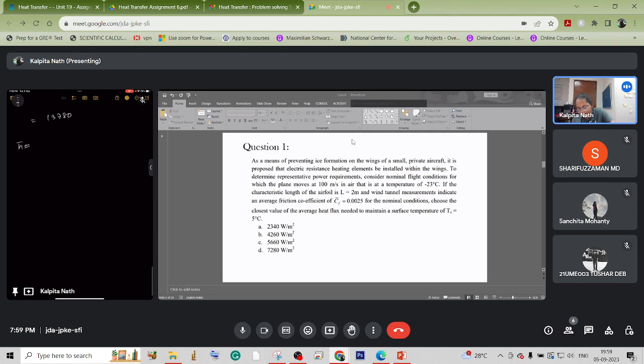Now, heat transfer coefficient is K upon L into Nusselt number, right? Because Nusselt number is equal to hL by K. So h is equal to K upon L into Nusselt number. This is 0.022 upon 2 into 13780. So this comes out to be 152 watt per meter square Kelvin. Always remember to give the unit, okay? So heat flux is heat transfer coefficient into Ts minus T infinity, right? So 152 into 5 minus minus 23. So this is 4260 watt per meter square. This is option B. Okay, right? Let us proceed to question number 2.